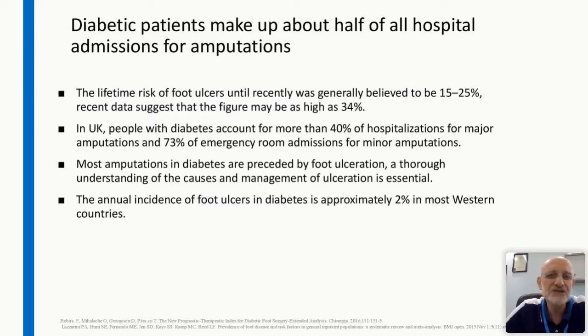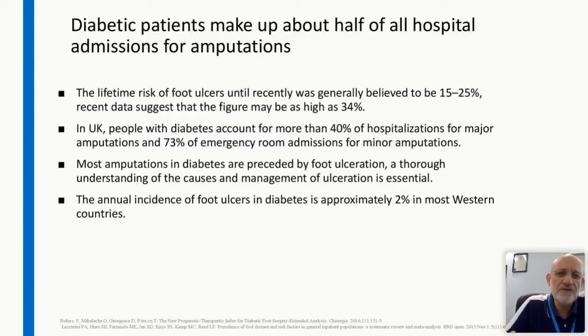Diabetic patients in general make up about half of all hospital admissions for amputation. It is a very, very high prevalence. And the lifetime risk for foot ulcer until recently was generally believed to be around 15 to 25%. But actually data suggests that it is as high as 34 or 35%. Even in the UK, people with diabetes account for around 40% of hospital admissions and major admissions for amputation, and around 70% of emergency room admissions.